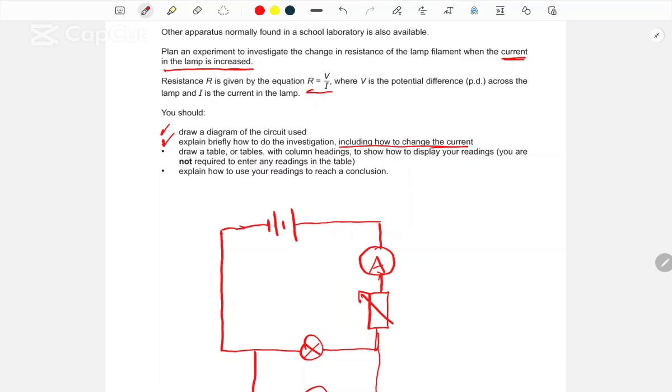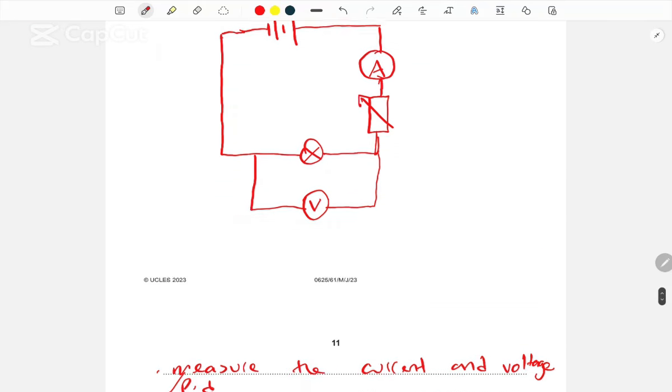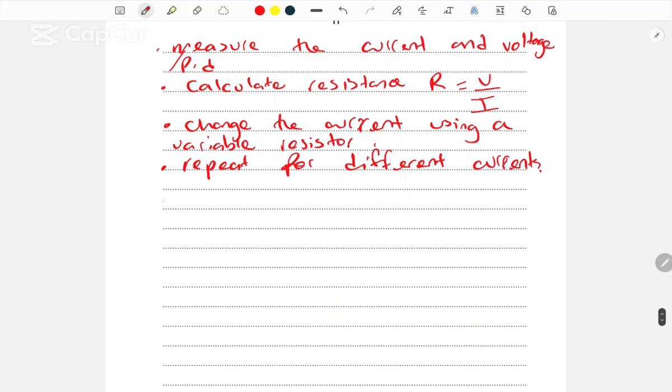The third point is draw a table or tables with column headings to show how to display your readings. So to draw the table, we have two columns. The first one is going to be current, which is in amps, and next we have resistance, which is in ohms. So this is our table.